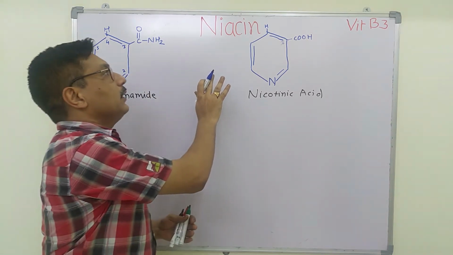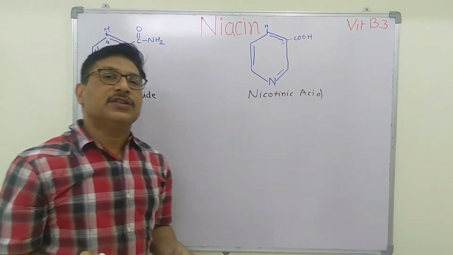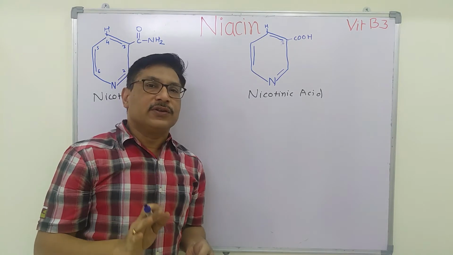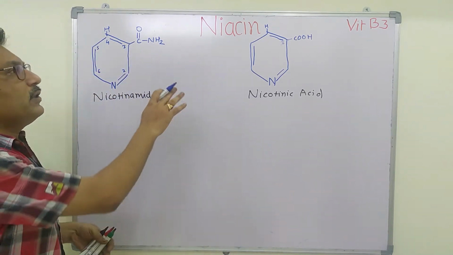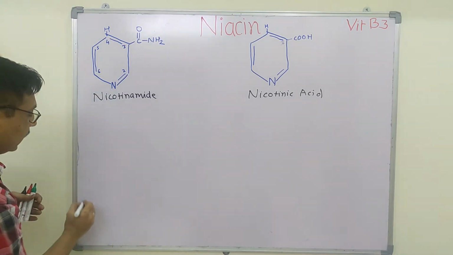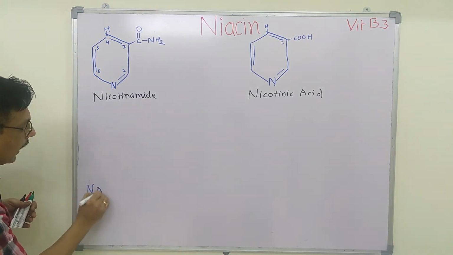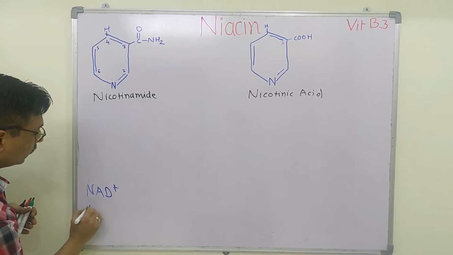This niacin is a white crystalline powder and it is resistant to heat and acids. The coenzyme forms of niacin are NAD and NADP.